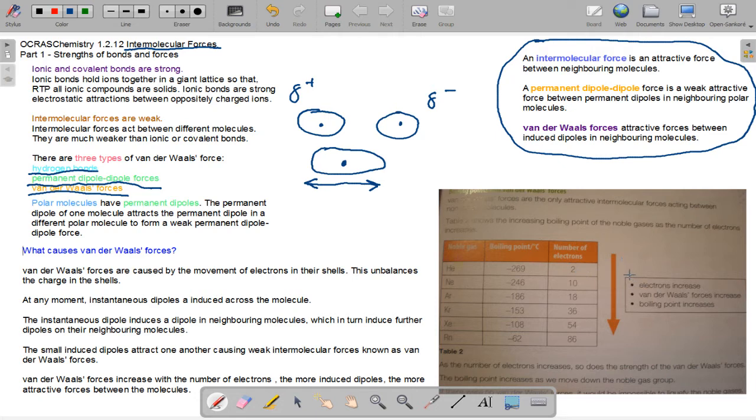So, the important point to look at in this table is, as the electrons increase, the van der Waals forces increase, and the boiling point increases because there are more electrons oscillating and causing a stronger force. The boiling point is also increasing because it requires more energy in order to break the van der Waals forces.